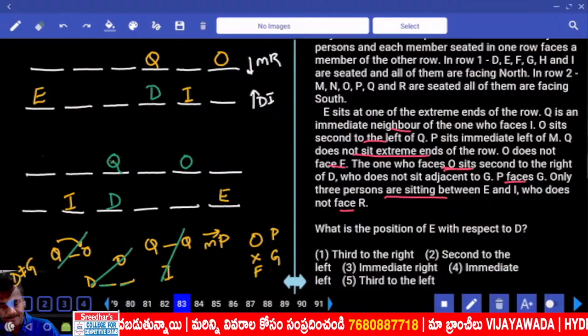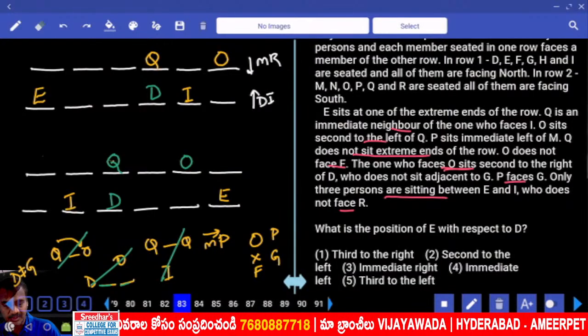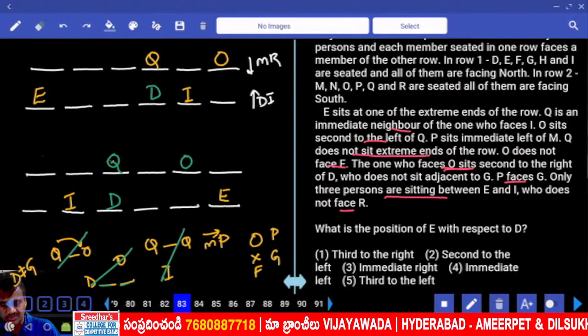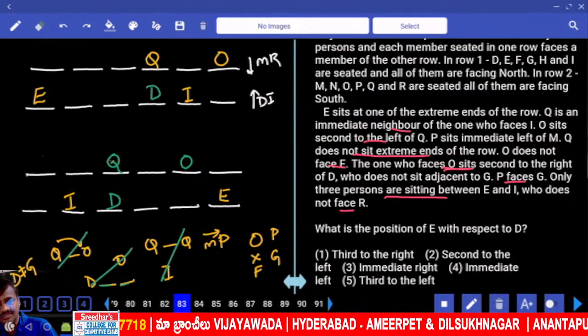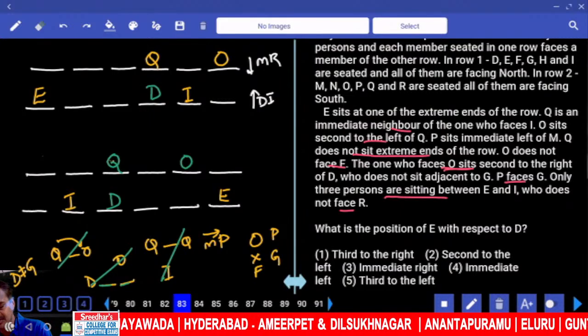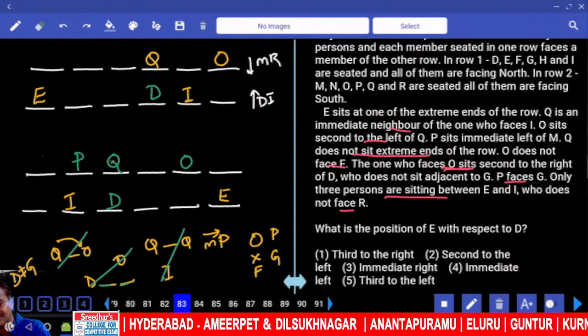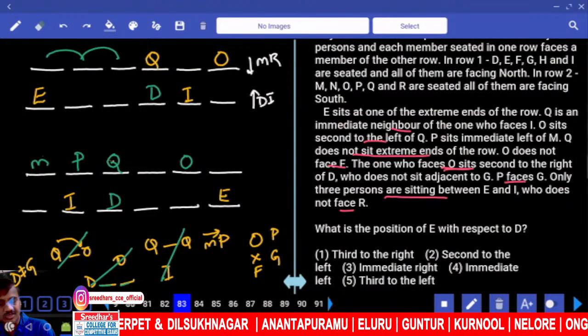And next one, what is the other information we have? D and G, M and P. And P and G are opposite to each other. Now which two persons are opposite? P and G are opposite. Then we have two possibilities. In this case we have only one possibility. P is here, M is here. Here we have got two possibilities for M and P. Now here we have got only one.